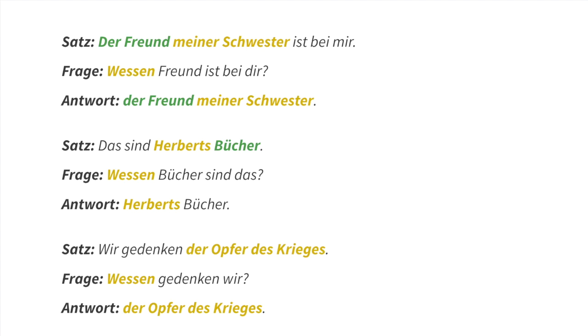Wir gedenken der Opfer des Krieges. We commemorate the victims of the war. Wessen gedenken wir? Der Opfer des Krieges. In this example, we have two genitives. Wir gedenken der Opfer. Der Opfer is a genitive due to the verb gedenken. And des Krieges is the genitive explaining which victims. Let's see this in more detail.